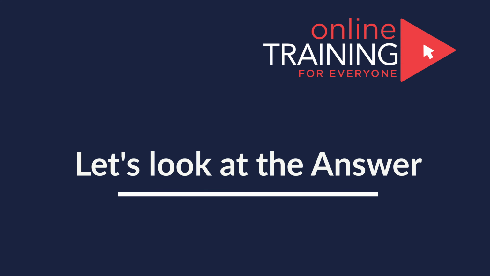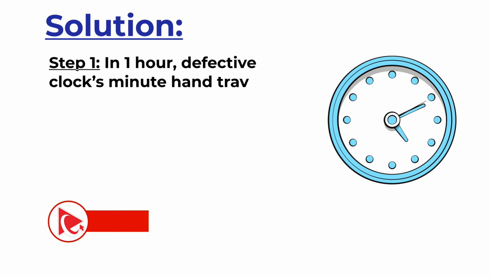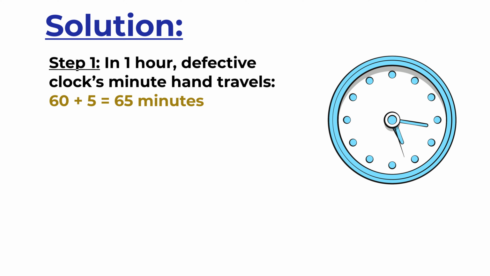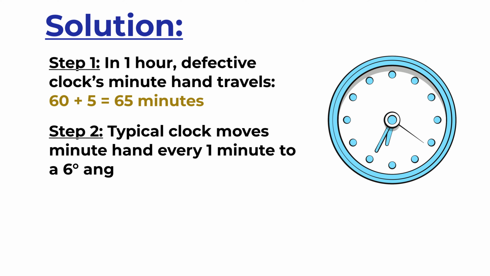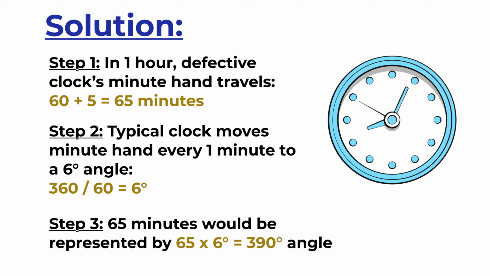To solve this challenge, we need to emphasize the fact that the defective clock gains 5 minutes every hour, which means that in 1 hour, the defective clock's minute hand travels 65 minutes, which is calculated as 60 minutes for 1 hour plus 5 extra minutes. A typical clock moves the minute hand every 1 minute, and it moves it 6 degrees, which is calculated as 360 degrees divided by 60 minutes, which equals 6 degrees, which means that the 65-minute angle would be represented by 65 multiplied by 6, which would be equal to a 390-degree angle.